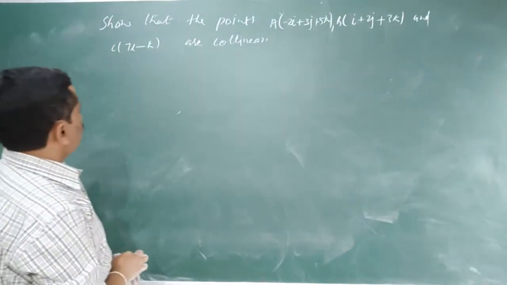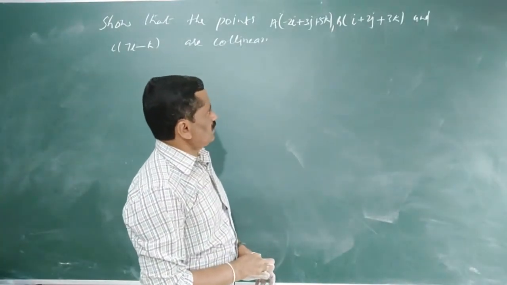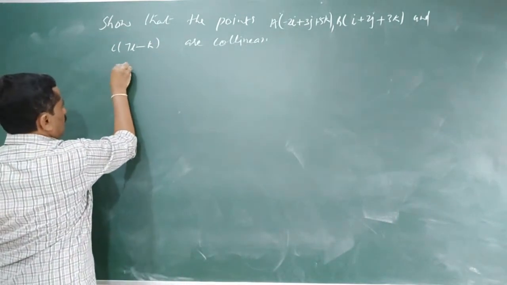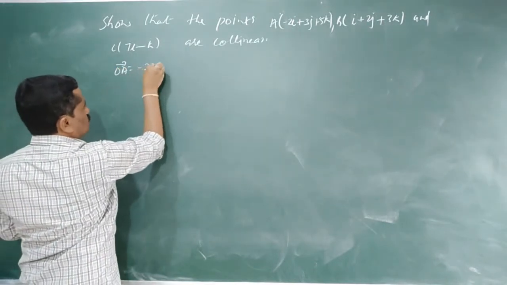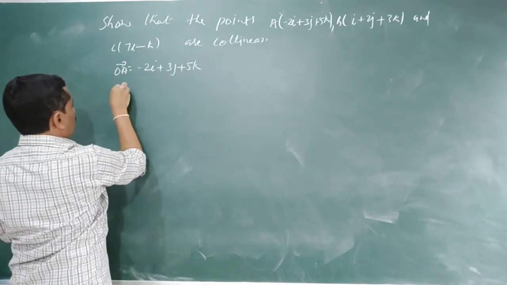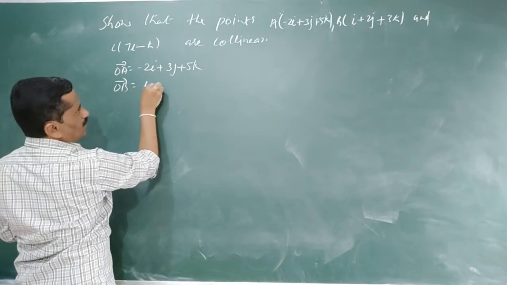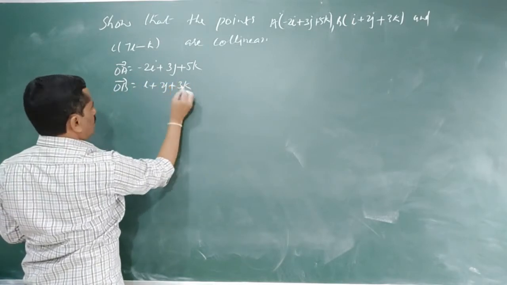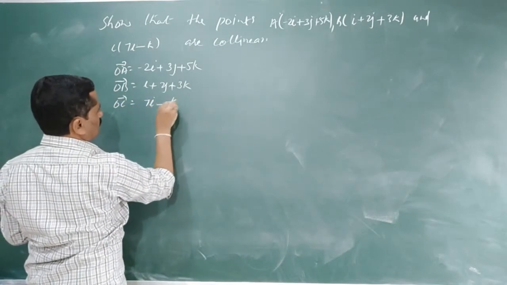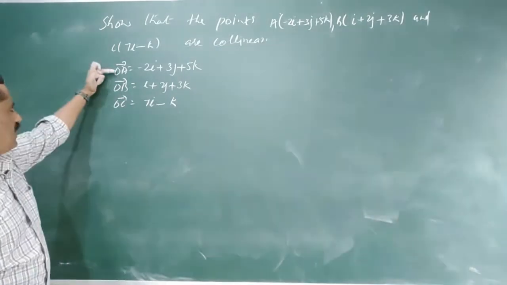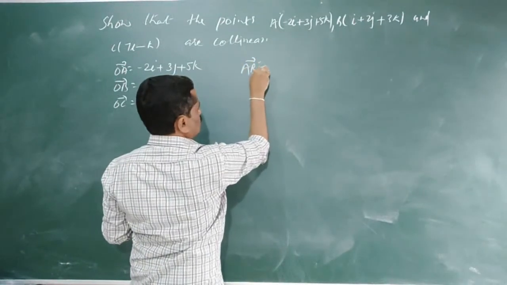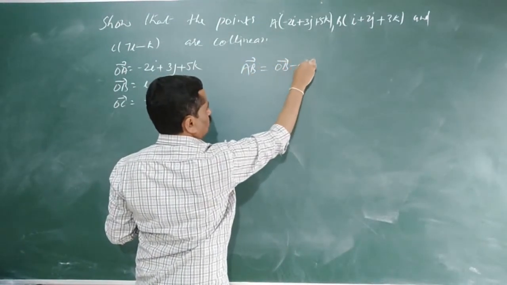Next, similar question, we have show that the points A of vector, B of vector and C of vector are collinear. See here he has given OA bar. So OA bar is equal to minus 2i plus 3j plus 5k. Again OB bar is equal to i plus 2j plus 3k and OC bar is equal to 7i minus k. So we have to find AB bar and BC bar. Therefore AB bar is equal to OB bar minus OA bar.